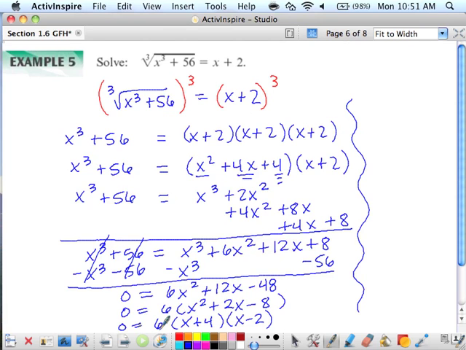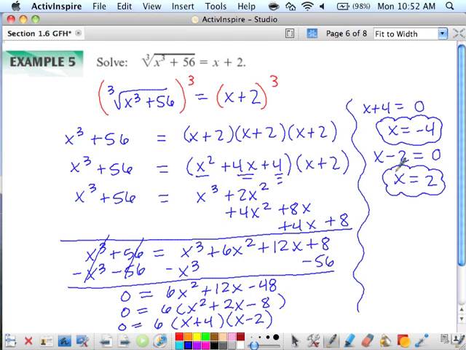Okay, so we ignore that one, but the x plus 4 will give us a possible answer of x equals negative 4, and the x minus 2 will give us a possible answer of positive 2. And we need to go and check them both. So we need to check negative 4 and positive 2 back into the original to see if they work. So we checked them both, and both of them work, so we can list them both as solutions.